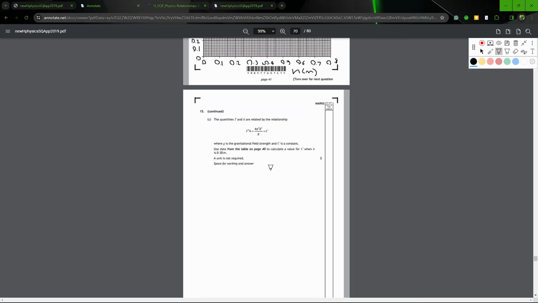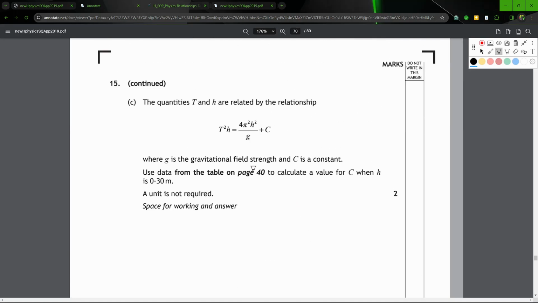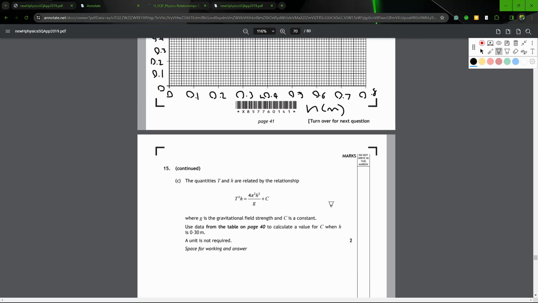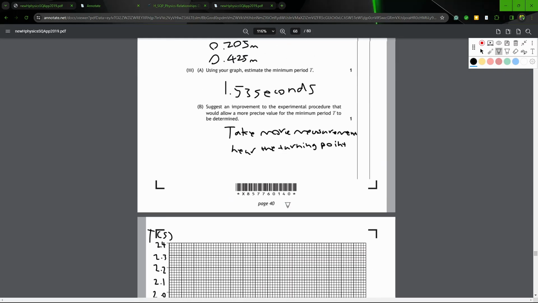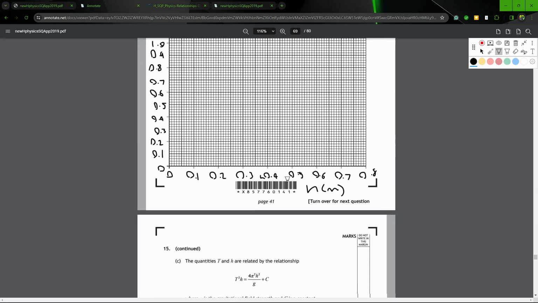And, oh, you don't know how long I've been waiting for this. End of question paper. We just did solve this last problem. The quantities t and h are related by the relationship t squared h equals 4 pi squared h squared over g plus c. What on earth? Use data from the table, page 40, to calculate the value of c when h is 0.3. A unit is not required. Yeah. Okay. So h is 0.3. So that means t would be, I've already forgot it, 1.53.